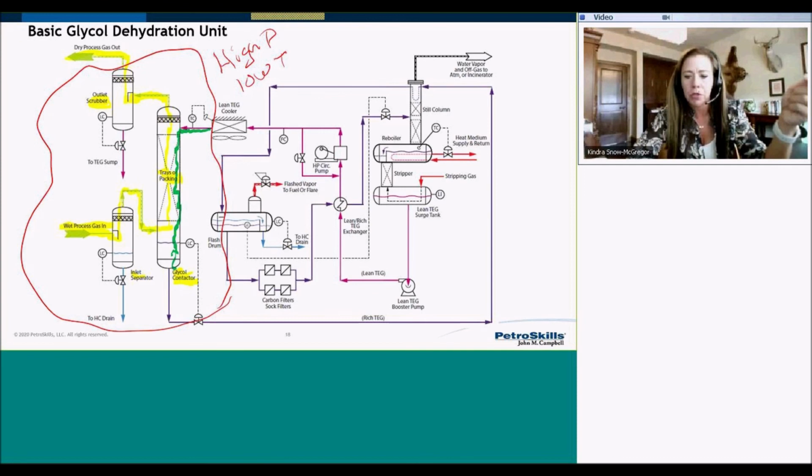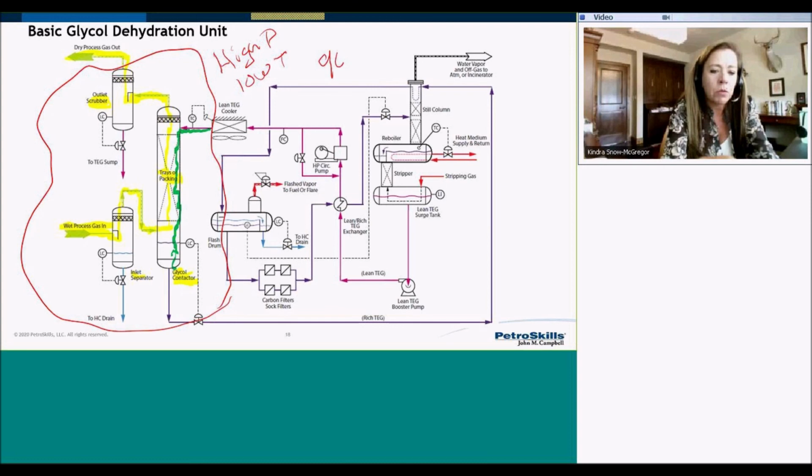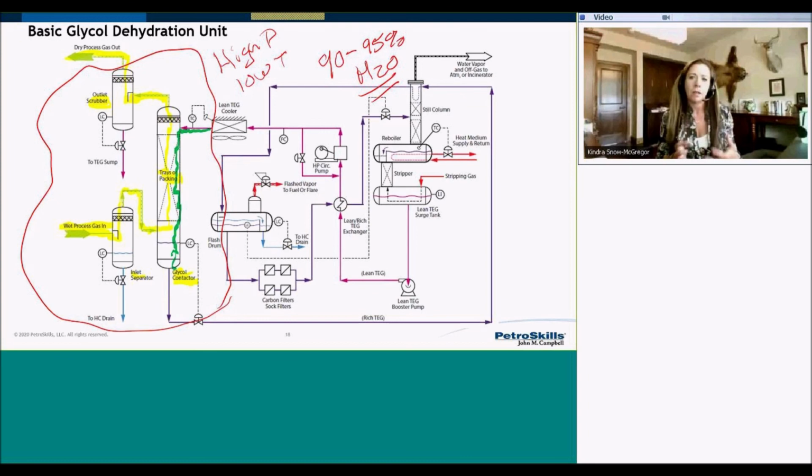In addition, my water removal efficiency, I will expect to remove 90 to 95% of all the water in the inlet gas, all right? So TEG is an exceptionally effective absorption agent. This happens under physical absorption, and you can kind of think of it as a thirsty sponge. It will just suck up all that water very, very effectively. It works great. So that's a good rule of thumb, 90 to 95% water removal efficiency.